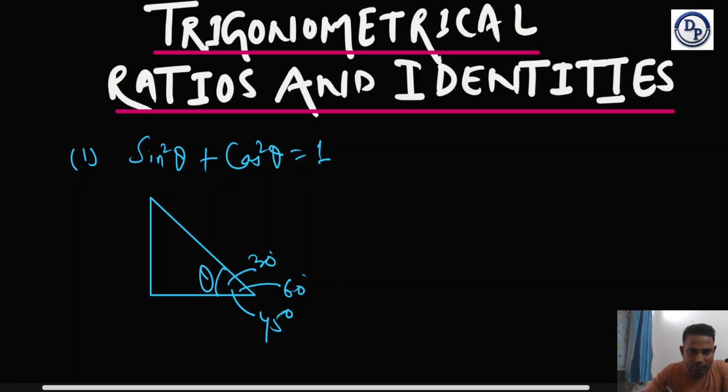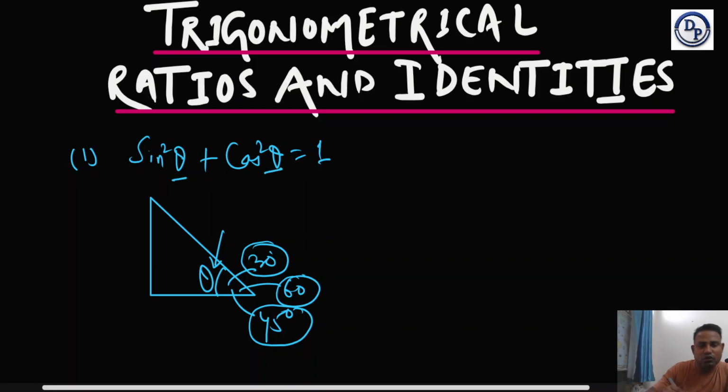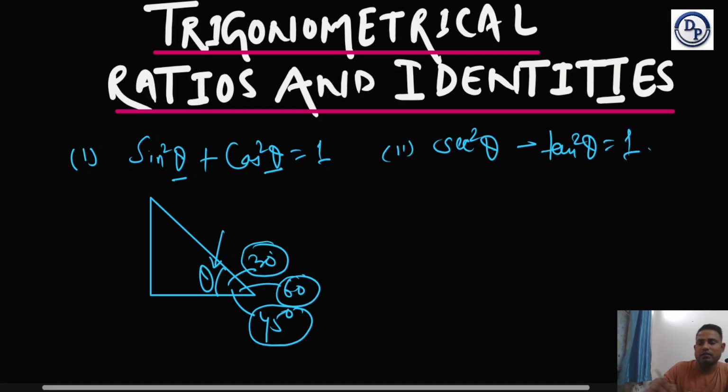To mention these angles, simply we use a Greek letter theta. So I'm writing here theta. The first identity is cos square theta plus sin square theta equals to 1. The second identity which we have learned is sec square theta minus tan square theta equals to 1.